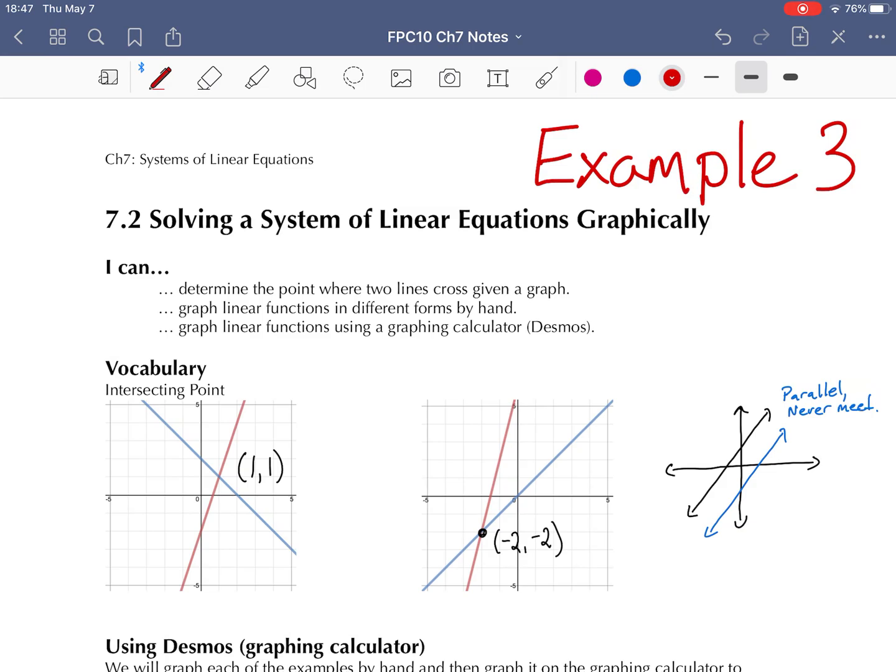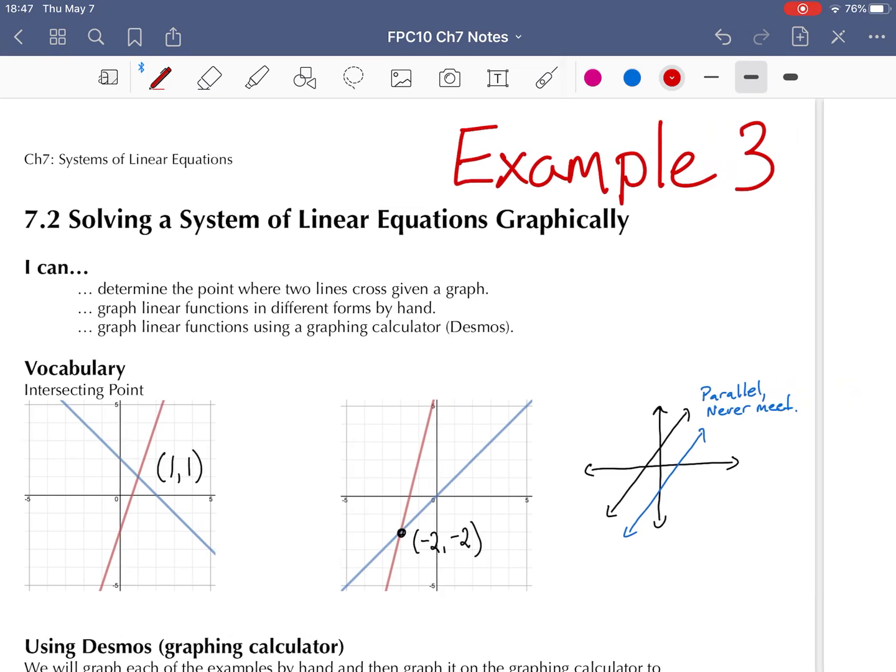So by the time you're done this, you should be able to determine the point where two lines cross on a given graph, graph linear functions in different forms by hand, and graph linear functions using a graphing calculator. Let's go to example 3.